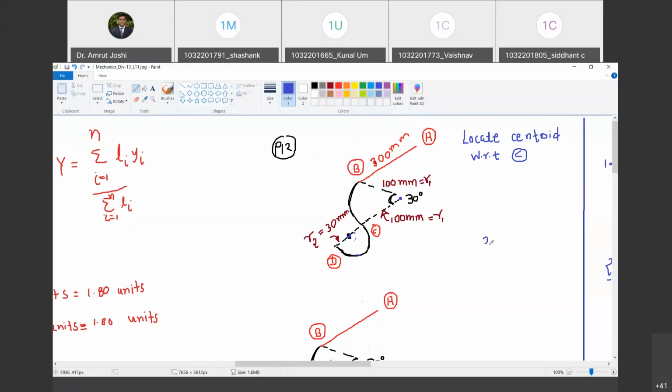If you consider the angle of 360 degree, it will correspond to the perimeter of the full circle. What is the perimeter of a full circle? 2 pi r. So it is 2 times pi times 100. Do you agree with me? So therefore, the entire circle corresponds to perimeter 2 pi 100. So 30 corresponds to how much?